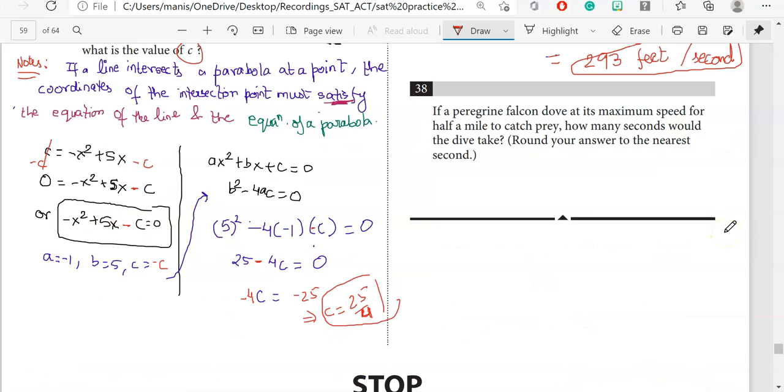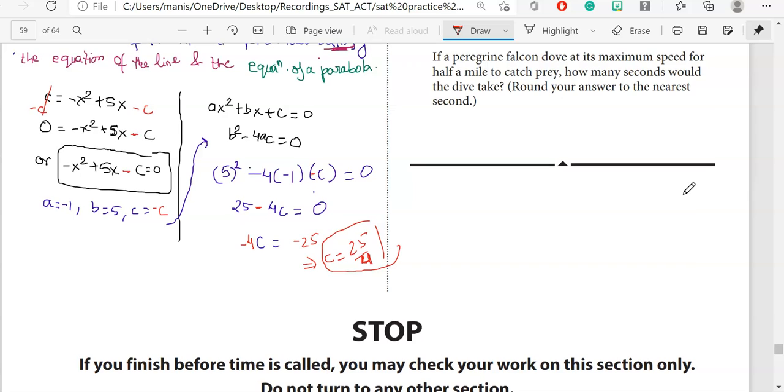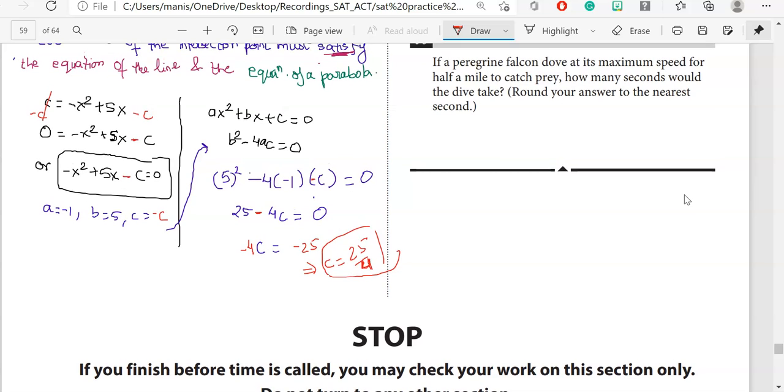Question number 38. If a peregrine falcon dove at its maximum speed for half a mile to catch prey, how many seconds will the dive take? Now, if you remember in the question, the speed was 200 miles per hour. So I can set up a proportion over here. This will be my 200 miles per hour, and the question says half a mile, so it will be 0.5 miles.